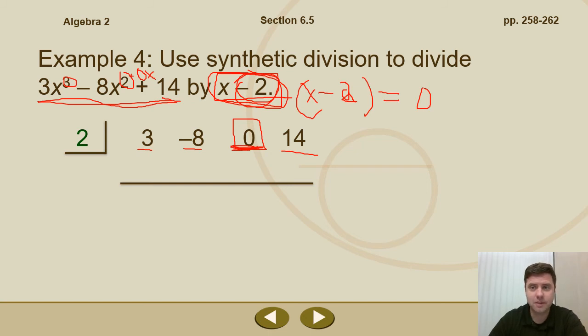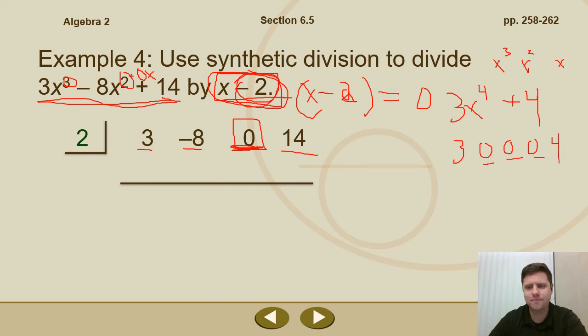If, for example, we had another problem like 3x to the 4th plus 4, and that was what we were trying to divide into, note what's missing here is the x cubed, the x squared, and the x term. So we would have to rewrite that, if we were doing synthetic division, as 3, 0, 0, 0, and then the 4. So you have to include spaces for every one of the decreasing powers of x. So here we have 3, negative 8, 0, and 14.